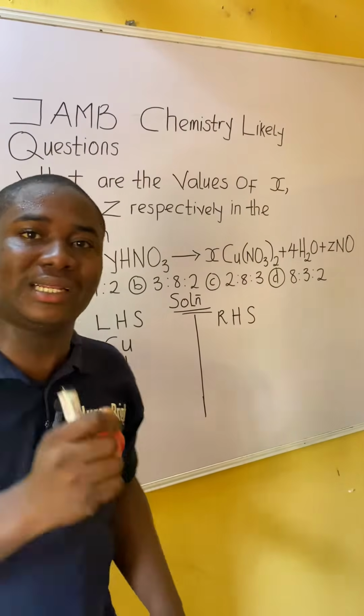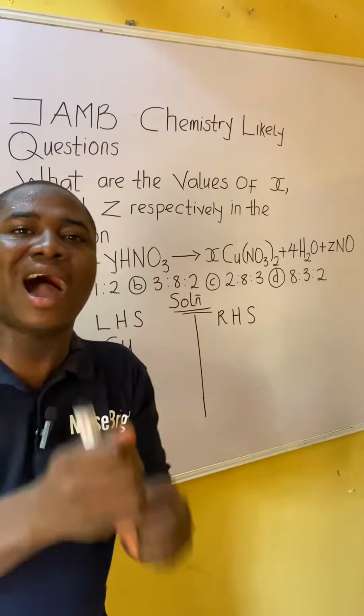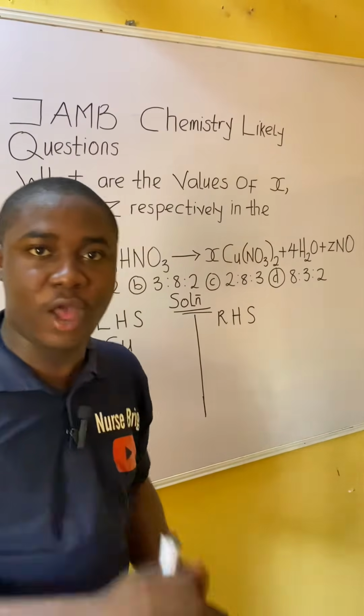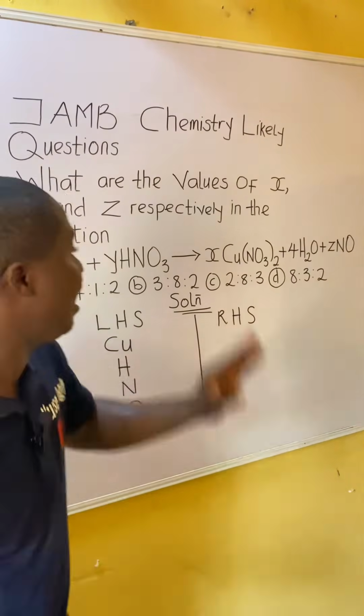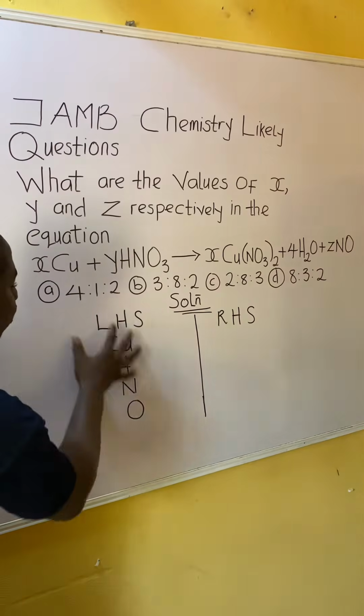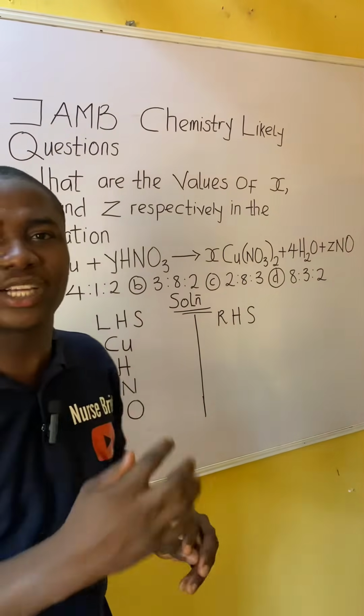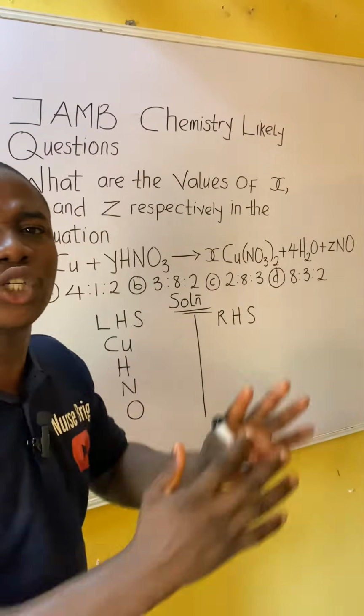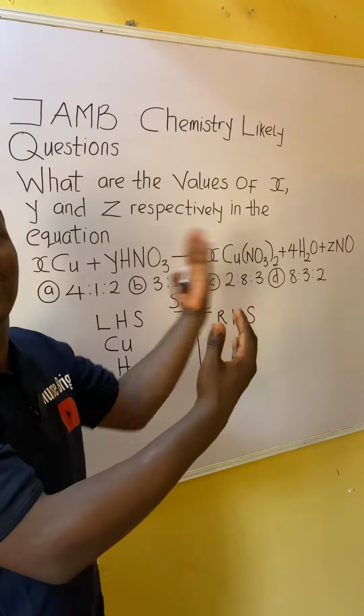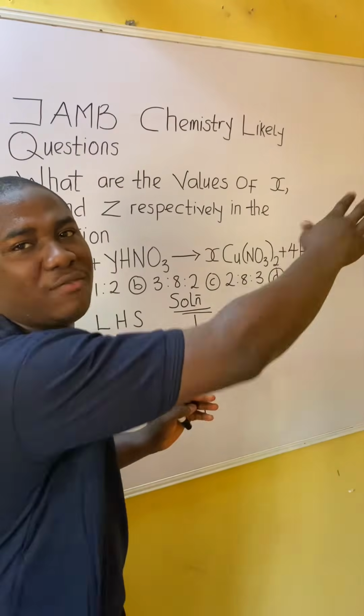What we are doing right now is simply to write out the element itself, not anything else. Are you there? So you can see that we've brought out all the elements that are in the left hand side of this reaction. And to balance a chemical reaction, the numbers of elements you're having in the left should equal the number of elements you have in your right.